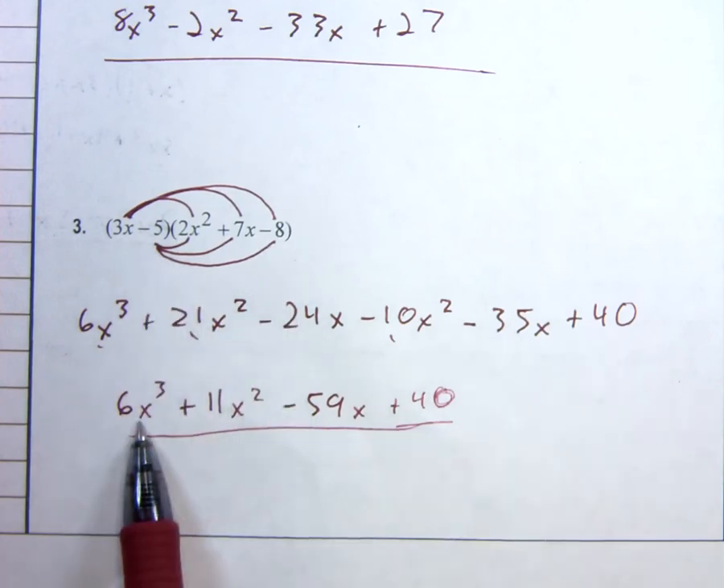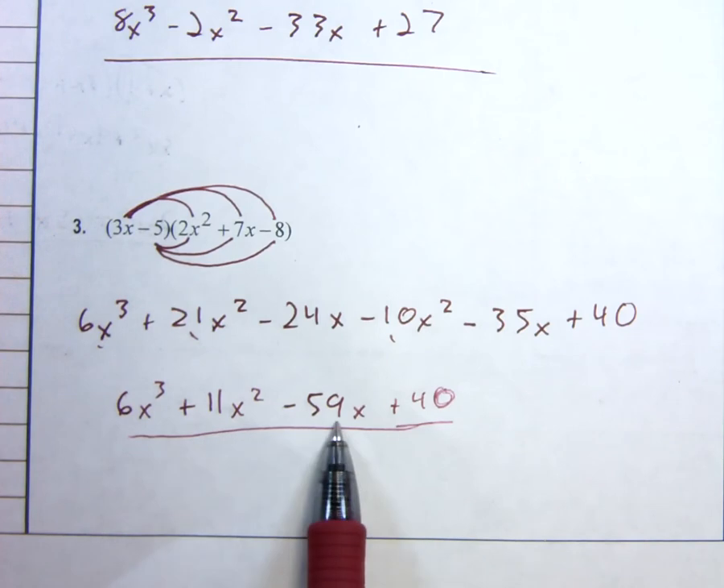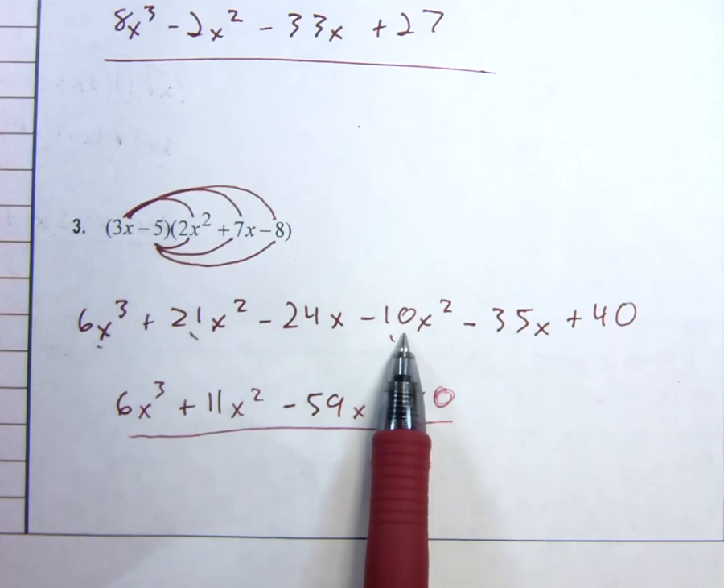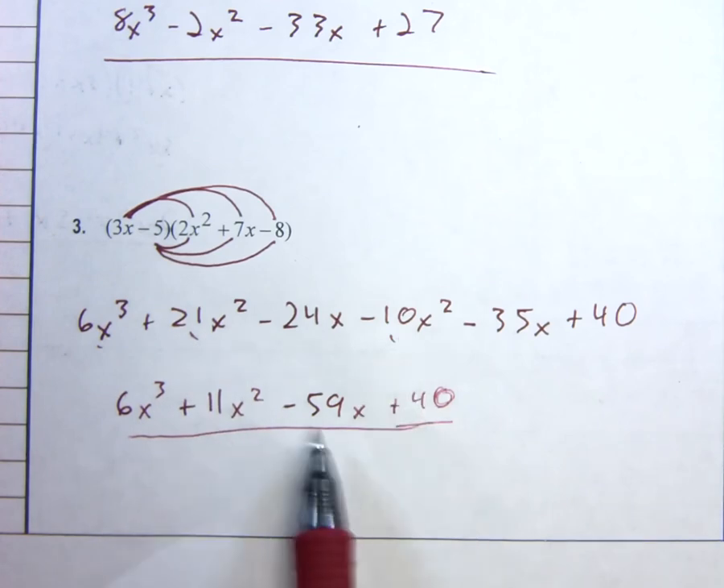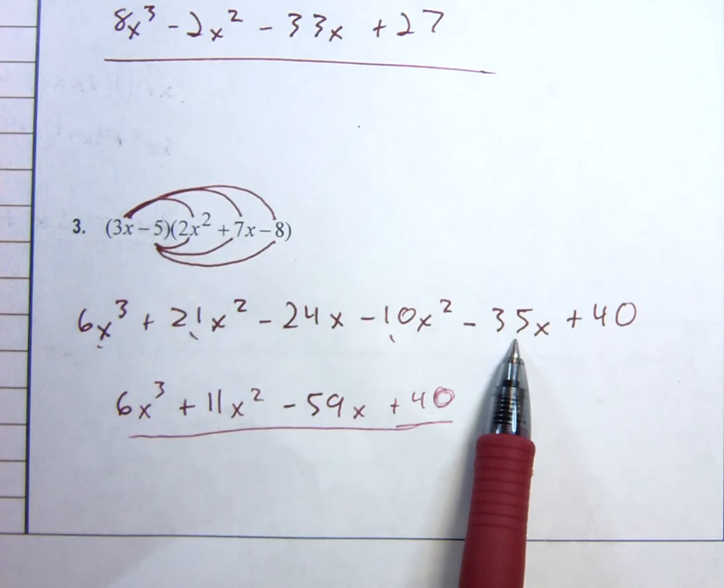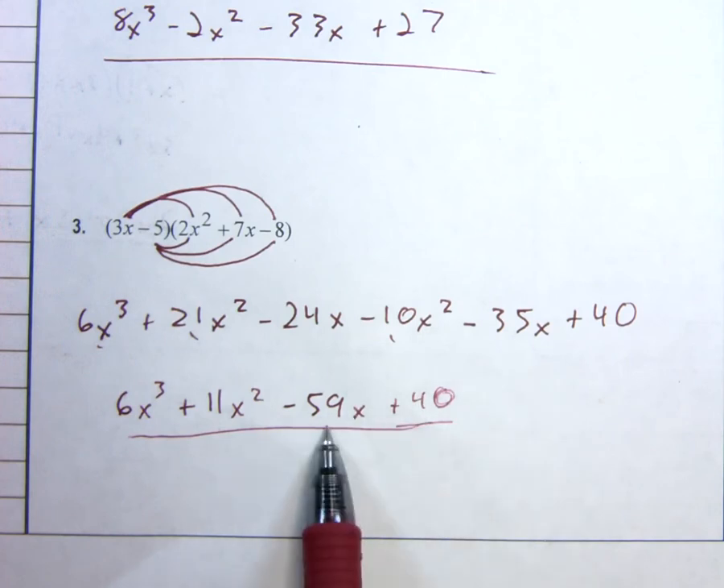Again, combine like terms, you end up with 6x cubed, 11x squared, minus 59x, plus 40. Again, x squared, you had 21x squared, minus 10x squared, that's 11x squared. X's, you had negative 24, negative 35, that's where I got the negative 59x.